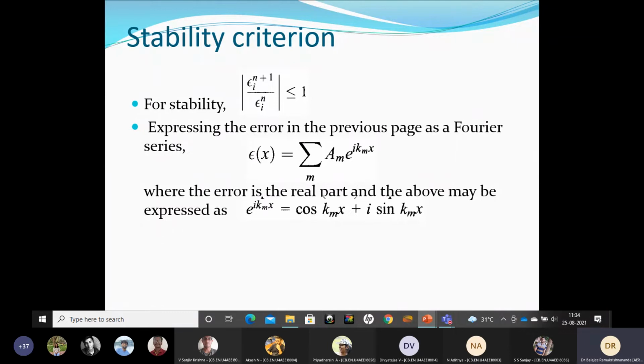Now the error, we can take it as the real part. The real part of this can be taken as error, which means you are taking only the cosine series. But then let's assume that error is this. Now e power i kmx is nothing but e power i theta, which is cos theta plus i sin theta.